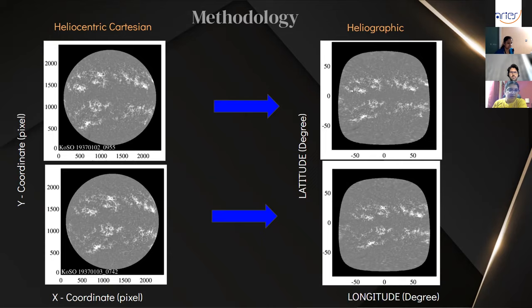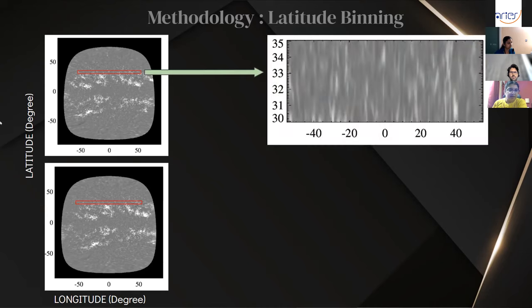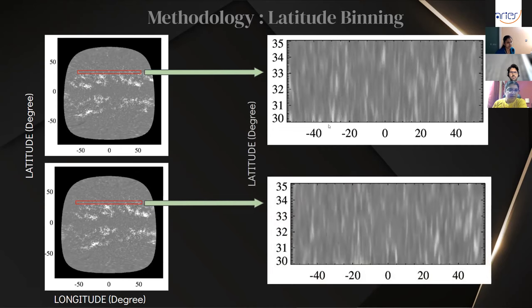After this heliographic conversion, we have taken the range in latitude from minus 55 to plus 55 degrees. We did not go further to higher latitudes, because at higher latitudes the features are much more stretched. Also, we have taken latitudinal beams of 5 degrees in this minus 55 to plus 55 degree latitudinal range, and the longitudinal range is also taken from minus 55 to plus 55 degrees. Here you can see this particular window of a 5 degree latitudinal beam from 30 to 35 degrees, and the same for the day two image also. In this way, we have selected different latitudinal beams, and we correlated these two consecutive day images.